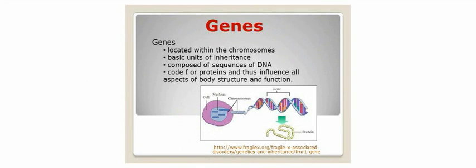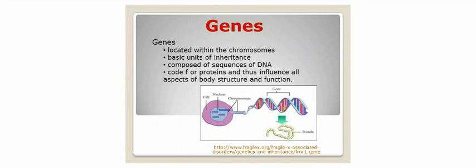Let's talk about genes. And realize here that genes are located within the chromosomes. The genes are the basic units of inheritance, and as we know from your previous coursework earlier in this course, they are composed of sequences of DNA. They code for the proteins in the body, and thus they influence all the aspects of human structure and function within the body.